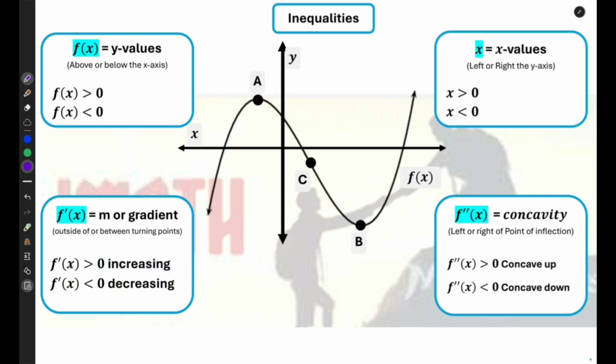Lastly, the double derivative. So that is all about concave up or concave down. So once I know that C is my point of inflection, I can just say, oh, where is the double derivative positive? It's everything bigger than C, because that's where the happy face parabola is. Remember, concave up and down.